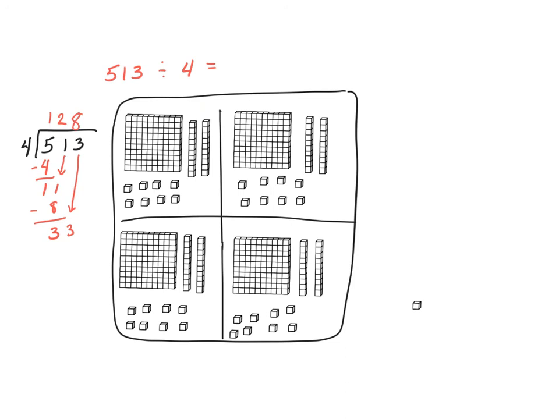So I just used up 32 of the 1s cubes, and it looks like I have 1 left over. If I go back to my model now, in each square I have a flat, 2 longs, and 8 cubes, which gives me 1 flat, 2 longs, 8 cubes, plus I have this 1 left over, so I have a remainder of 1. So I have 128 wholes and 1 that I'm trying to split into a group of 4 left over.